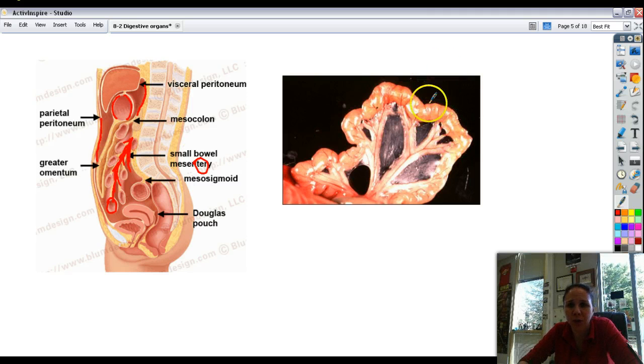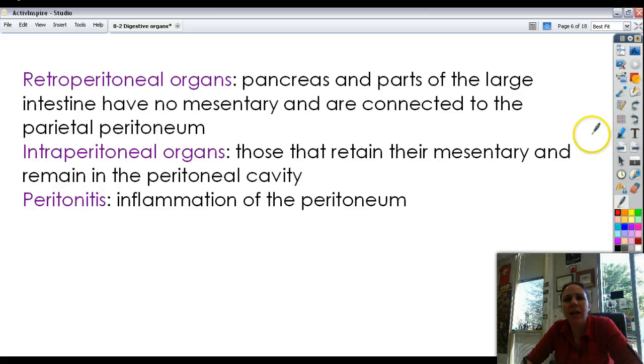I don't know if this is human or not, but here's your small intestine. Here's the mesentery, and you can see there's blood vessels and nerves that feed all of the small intestine like that. All right, now most of the organs inside of the abdominal pelvic cavity are just kind of floating around inside of the peritoneum. But we have these things called retroperitoneal organs.